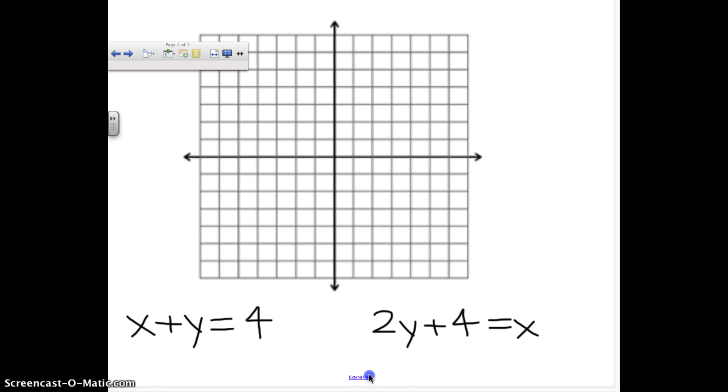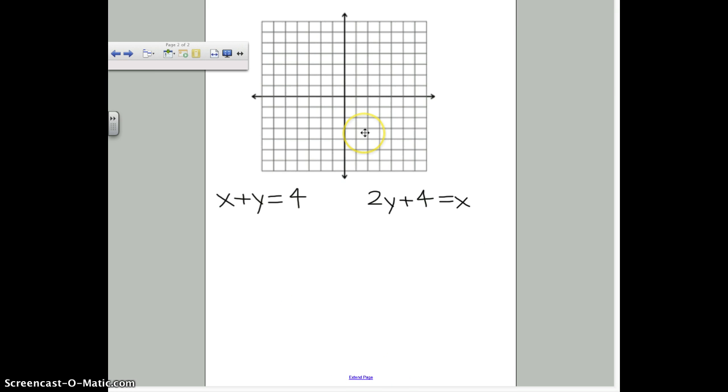So we're going to graph this: x plus y equals 4, or 2y plus 4 equals x. First of all, to graph, we want it in slope-intercept form. So let's solve this first one for y. Slope-intercept form, solve it for y. y equals negative x plus 4.